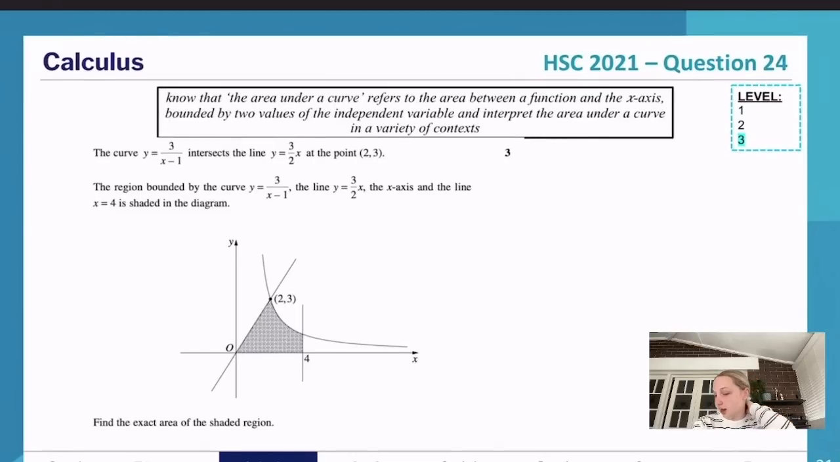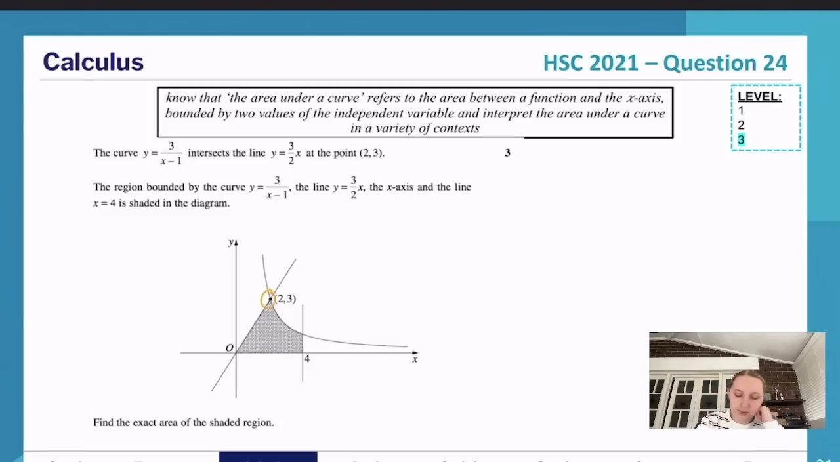Okay, so this is from the 2021 HSC, after they did the new syllabus for maths. It's question 24, and I'd probably say this is a 3 difficulty. We've got the curve y equals 3 over x minus 1 intersects the line y equals 3 on 2 times x at the point 2 and 3.